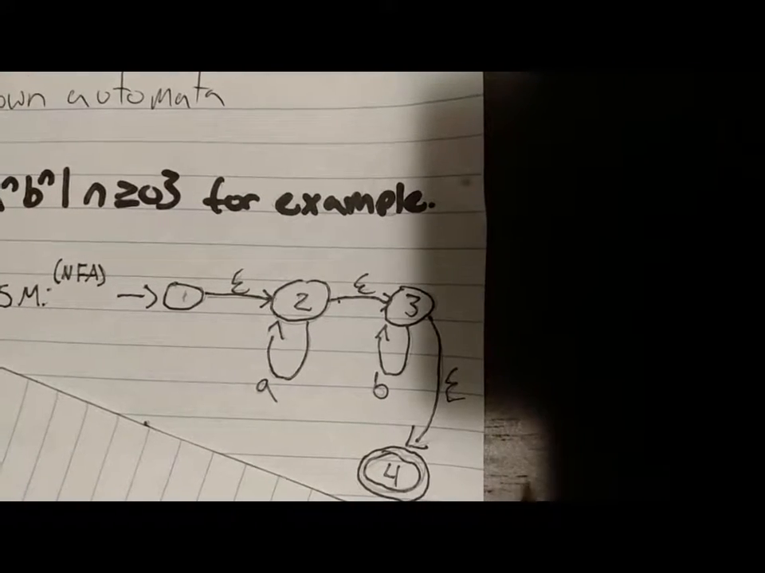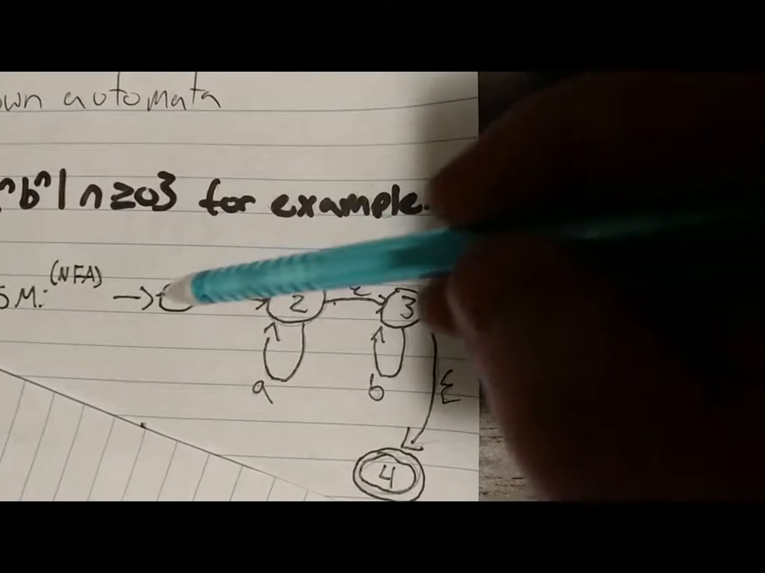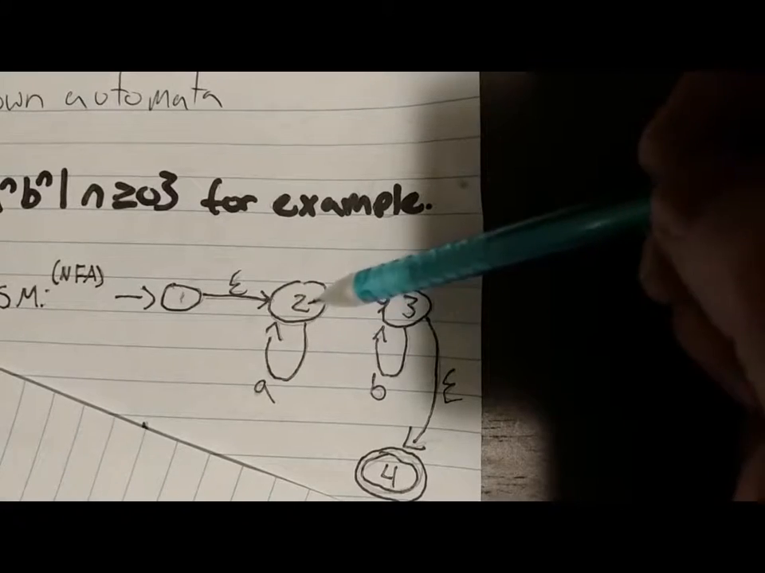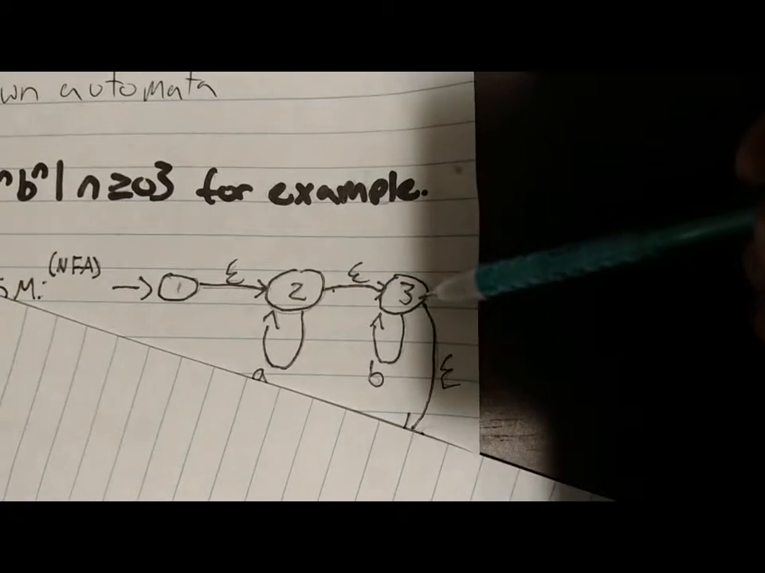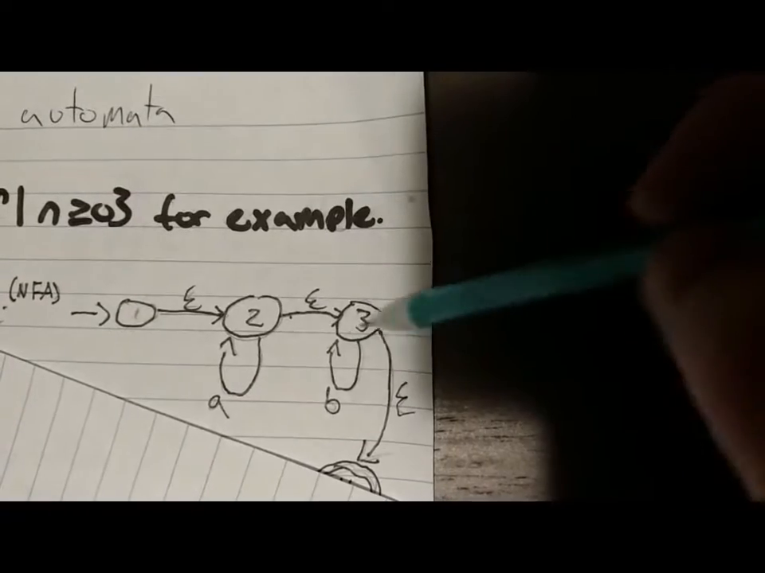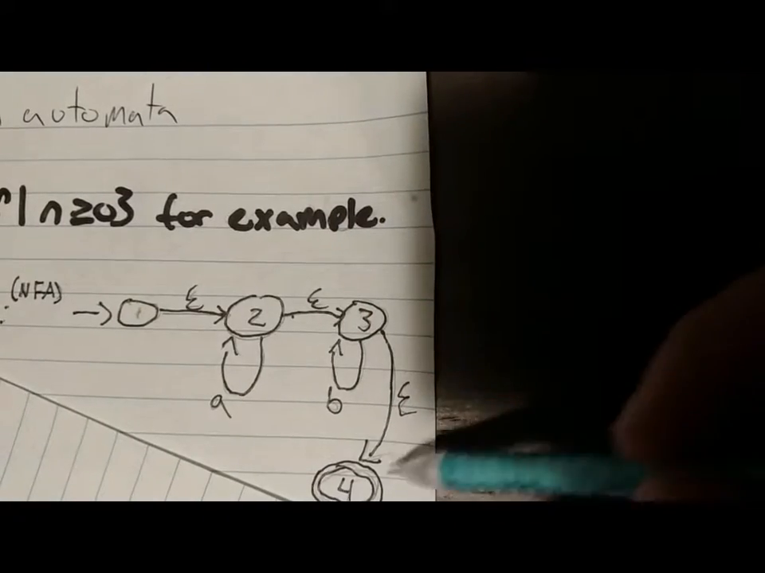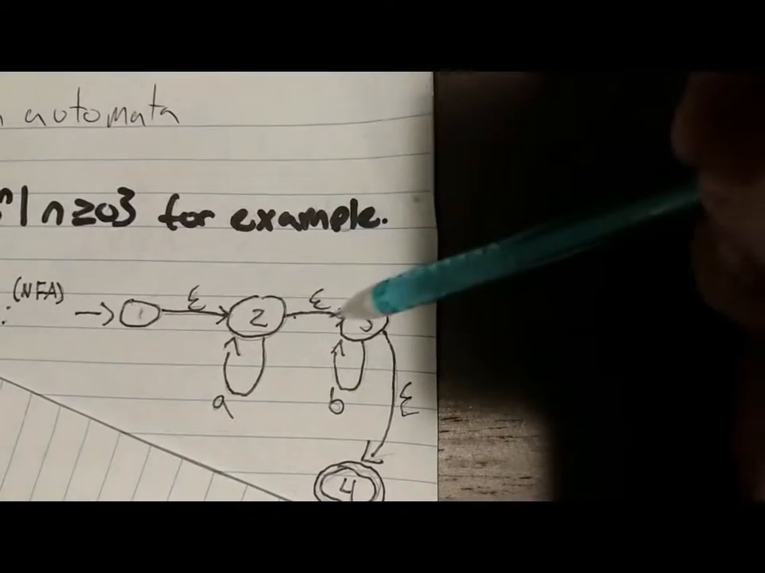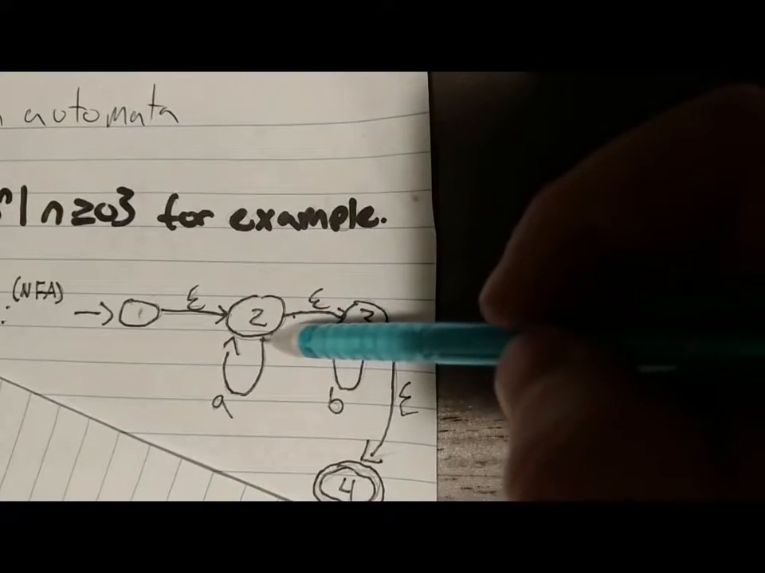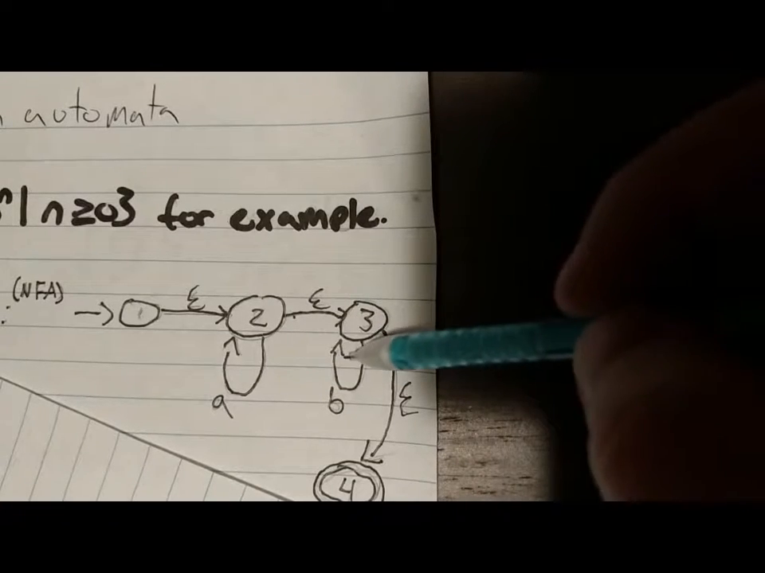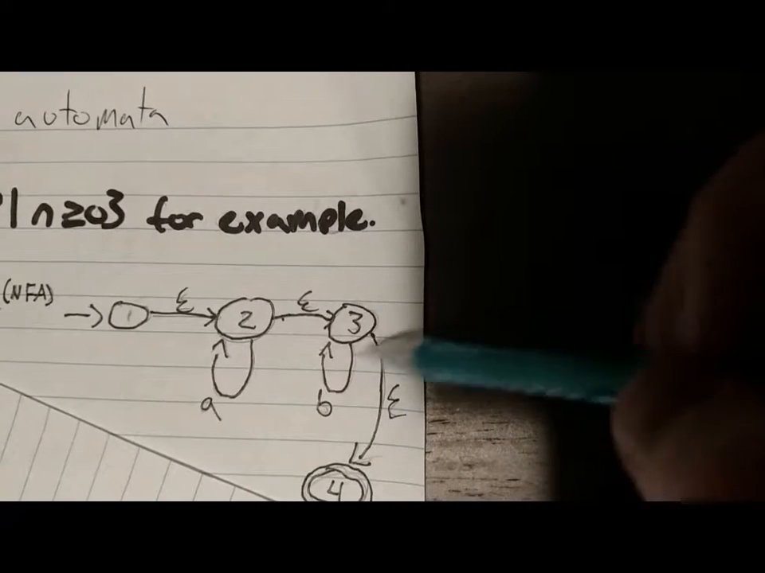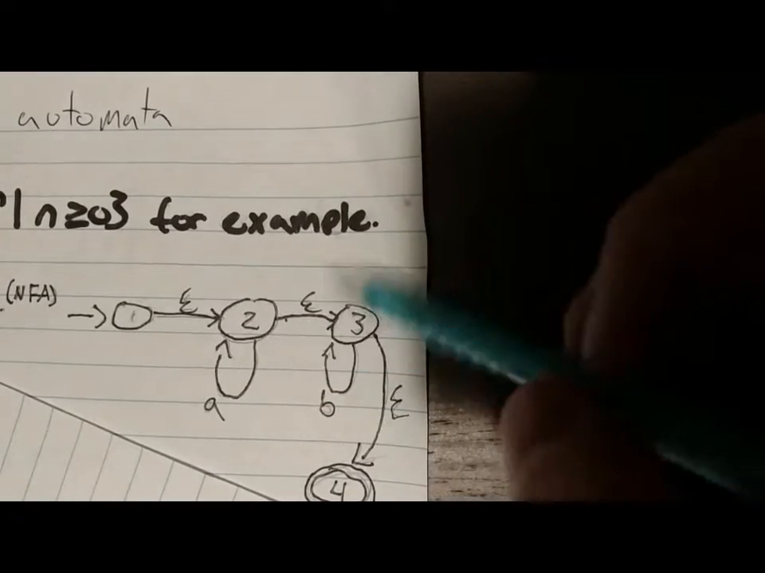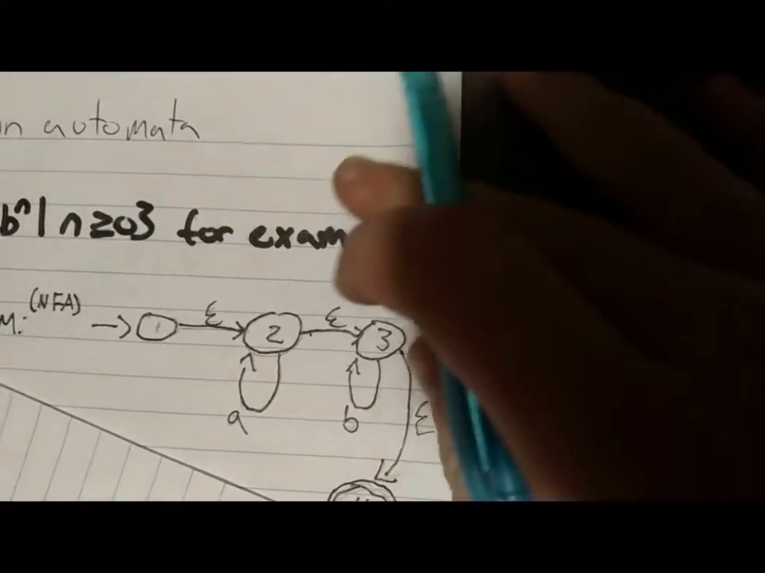something like this. We have a starting state at 1, we epsilon into 2, loop around with a onto 2 multiple times, epsilon to 3, loop through with b multiple times, and then epsilon to an accepting state. That would give us a's and then b's, but we could have multiple a's and less b's. So 5 a's, 2 b's, 1 a, a million b's, and that does not fit in with this language.